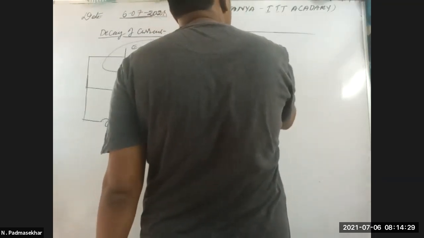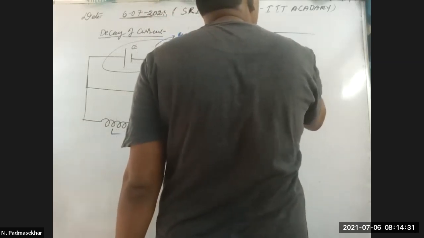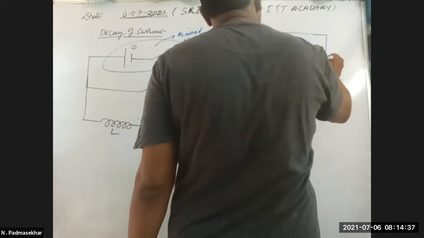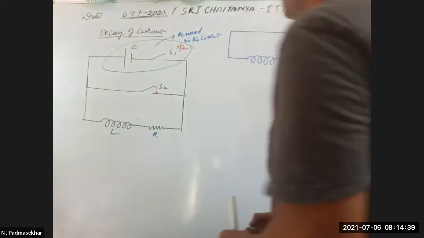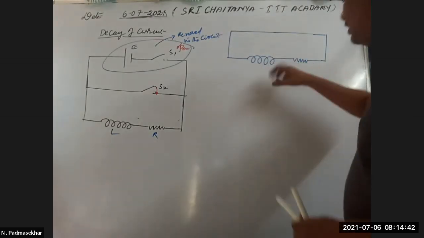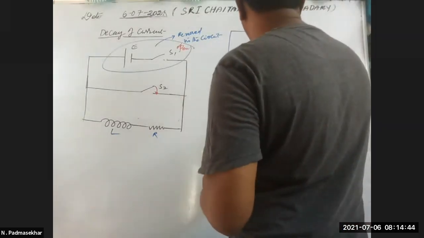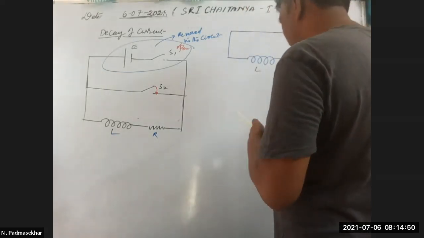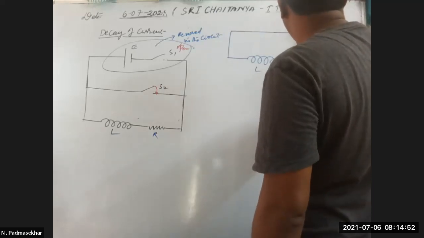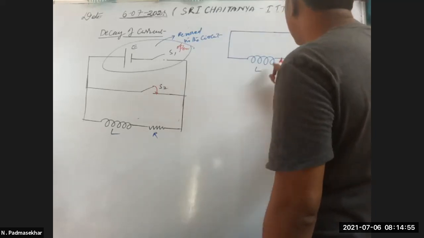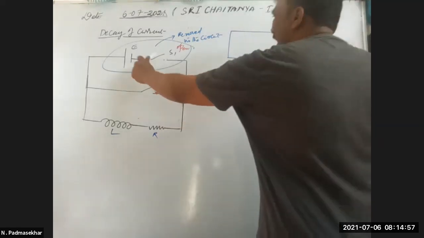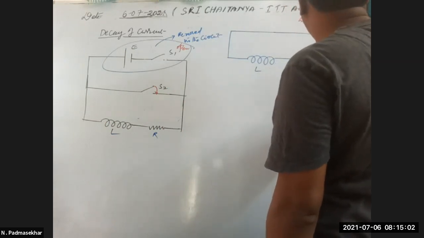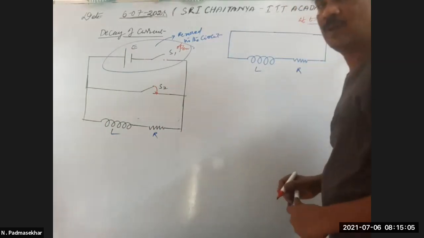There is an inductor and this is a resistor, L and R. This is the initial state of this circuit, that is, at t equal to 0. At t equal to 0, the maximum current is already there, that is, I is equal to I0.